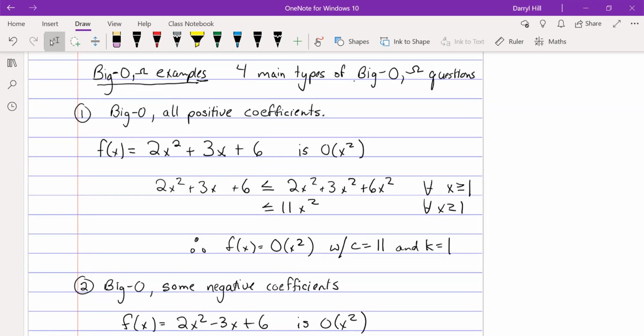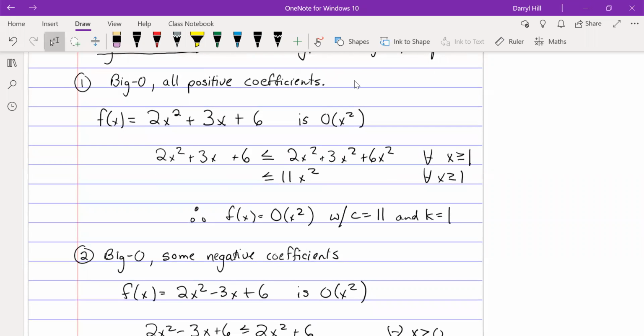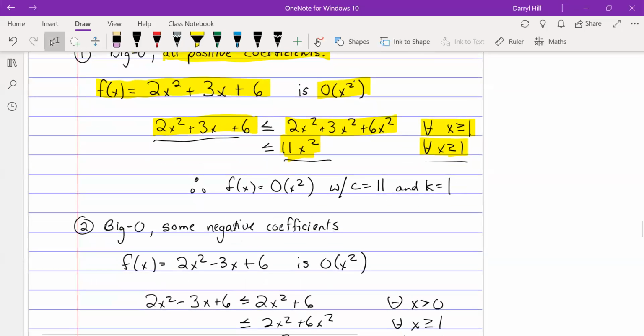There are basically four main types of big O and big omega questions. The first one, big O, are the simpler ones. If I have a function f of x equals 2x squared plus 3x plus 6, and I want to show that it's big O of x squared, well, all of these have positive coefficients. So I can simply take each term and bump it up to the highest polynomial, and that's true for all x greater than or equal to 1. Then I just add all these terms up, which is 11x squared. And again, this is less than or equal to this as long as our x is greater than or equal to 1. So that means our k is equal to 1, that's the 1 over here, and our c is equal to 11, that's that guy there.